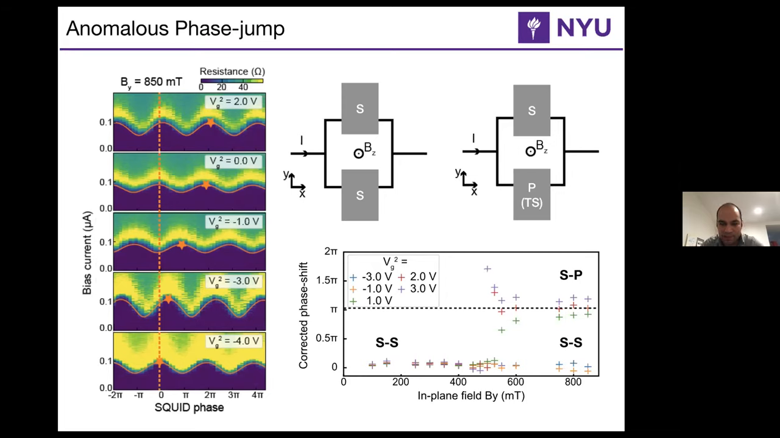There is some spread, and some of it is experimental because the period of these oscillations is about, I think, 6 microtesla. But if we do a half-day experiment, we can get a good resolution. And a lot of times we have to repeat it because the magnet jumps.